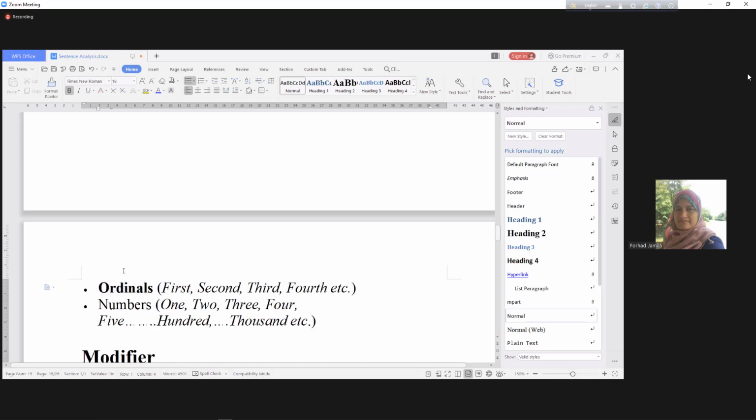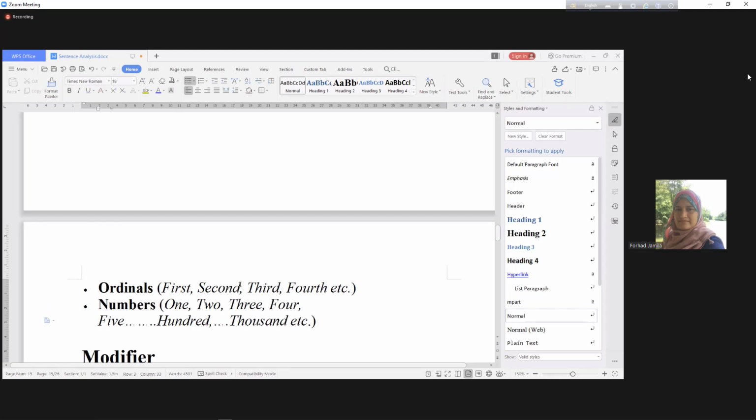Okay, first, second, third, and the numbers, numeral numbers. Okay, numeral numbers 1, 2, 3, 4, and of course you will find many examples there. Okay, 1, 2, 3, 4, 5, 100,000, million, billions, etc. Okay, so these words are also called determiners. These words are used to indicate person or things.